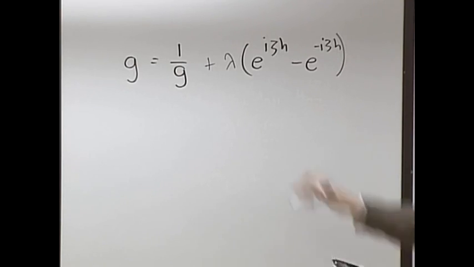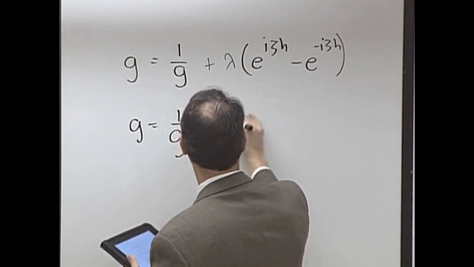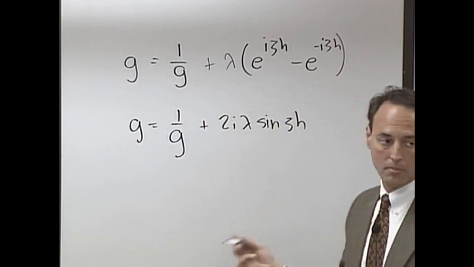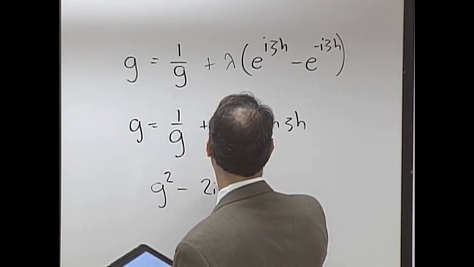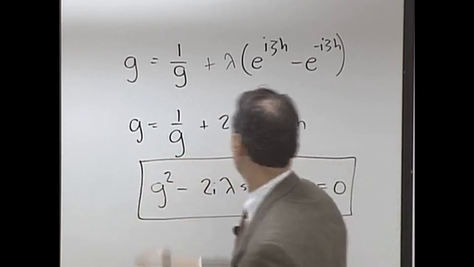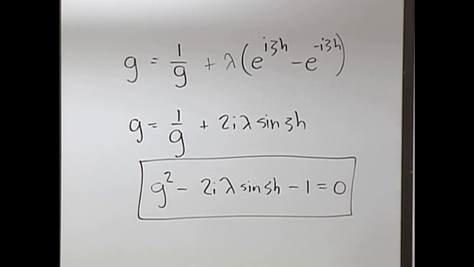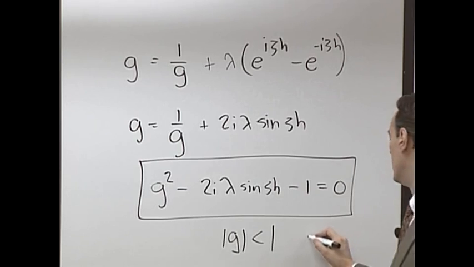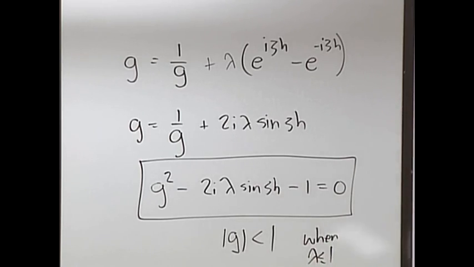So this is going to then be G is equal to 1 over G plus 2I lambda sine theta h. And if I wanted to, I can multiply everything by G. And so I'm going to get G squared minus 2I lambda sine theta h G minus 1 equals 0. That's what I get. So I get an equation for G, right? Quadratic equation for G. And what you try to find from this quadratic equation for G is where does this happen? It turns out it happens when, and I'm not going to go through it, lambda is less than or equal to 1. Okay?